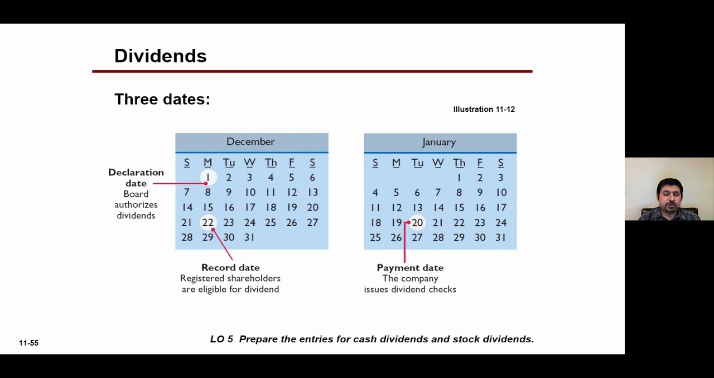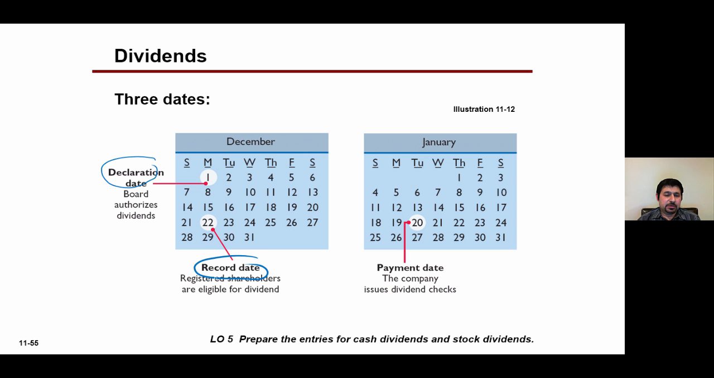There are three important dates that are involved in cash dividends. The first date is when the company's board of directors declares a dividend. This is the declaration date. This is when the board of directors authorizes the company to distribute cash dividends to its shareholders. They will decide on the amount, and on that day it becomes basically an obligation.